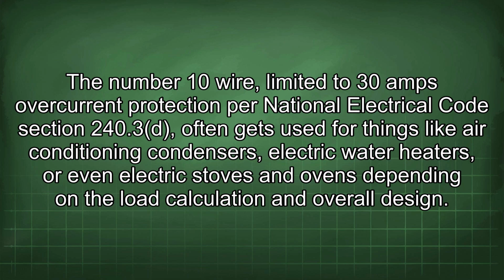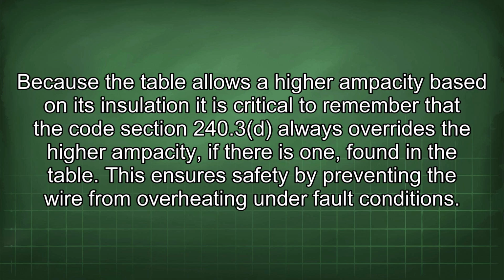The number 10 wire, limited to 30 amps overcurrent protection per National Electrical Code section 240.3, often gets used for things like air conditioning condensers, electric water heaters, or even electric stoves and ovens depending on the load calculation and overall design. Because the table allows a higher ampacity based on its insulation, it is critical to remember that code section 240.3 always overrides the higher ampacity, if there is one, found in the table. This ensures safety by preventing the wire from overheating under fault conditions.